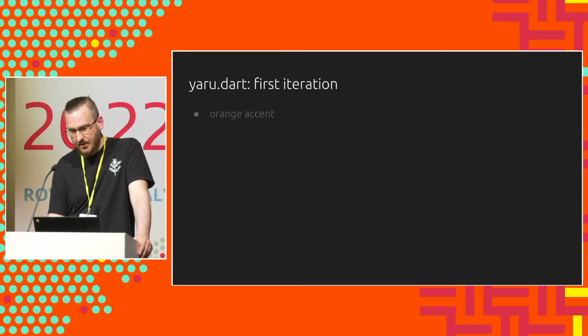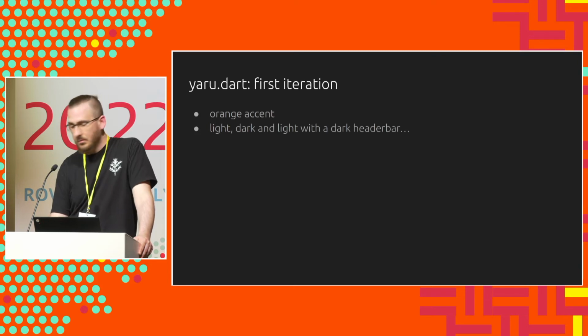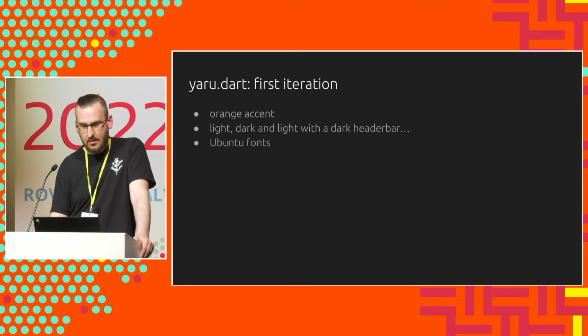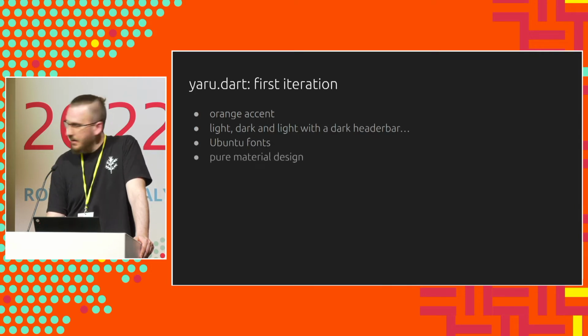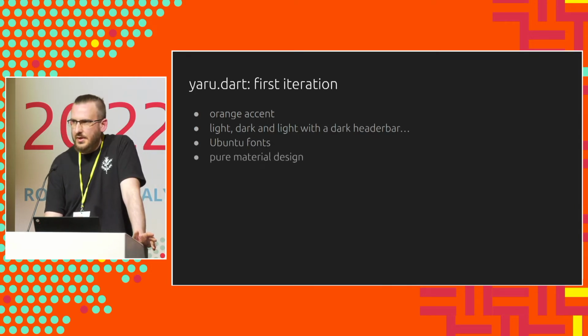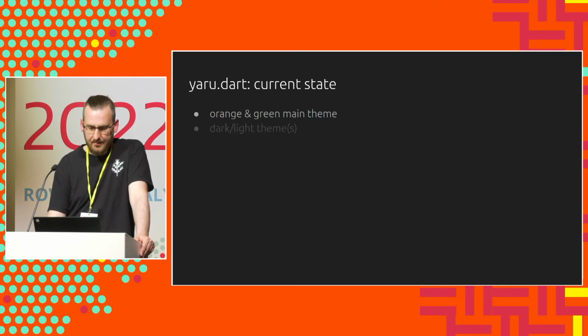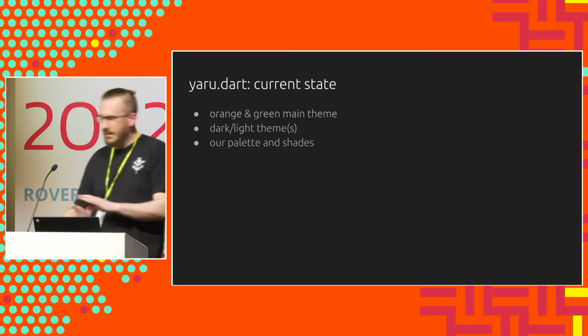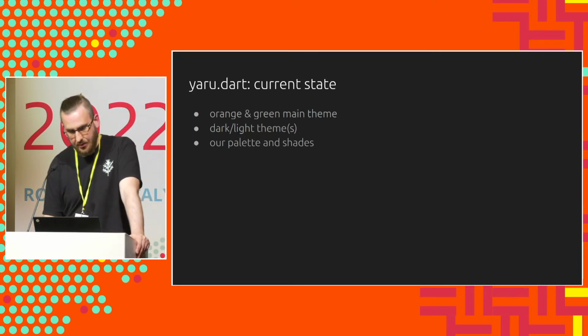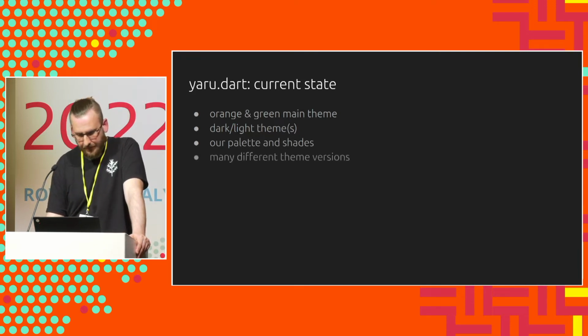It was basically just the material theme with an orange accent and a light and a dark theme and Ubuntu fonts. Yeah, it was basically just material design in orange. And what's the current state? Currently, we picked up the orange and the green buttons. We got dark and light themes. But we also have the full palette we use in the Yaru GTK and GNOME Shell themes. And we also have many different versions currently.